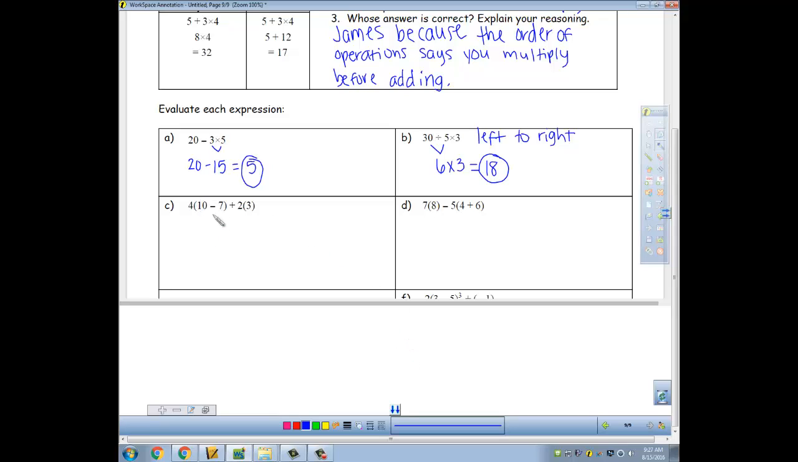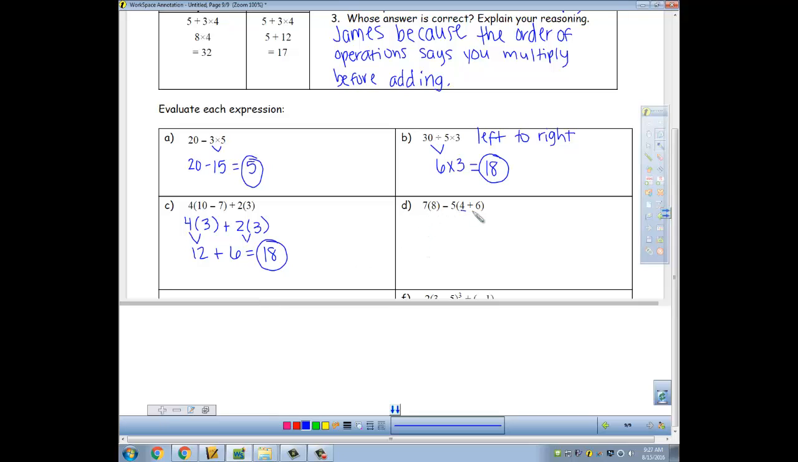Part C, I have some parentheses, so I'm going to do that first. So 10 minus 7 is 3. Now, I still have parentheses in the problem, but in this case, since there's only one number in each set of the parentheses, that just tells me to multiply. So 4 times 3 is 12, and 2 times 3 is 6. 12 plus 6 is 18. So just because it's parentheses doesn't mean there's stuff to do inside of it. If there's only one number in the parentheses, that is just another way to write multiplication.